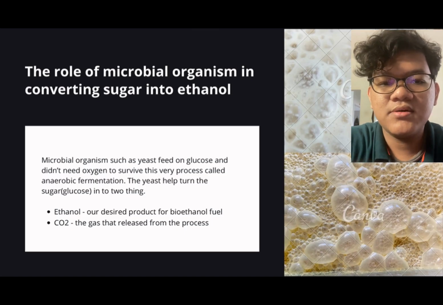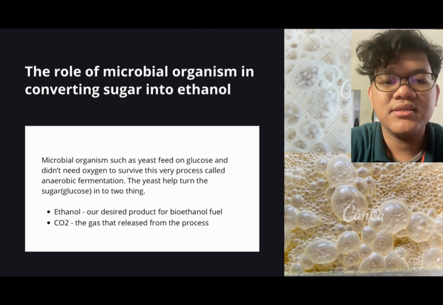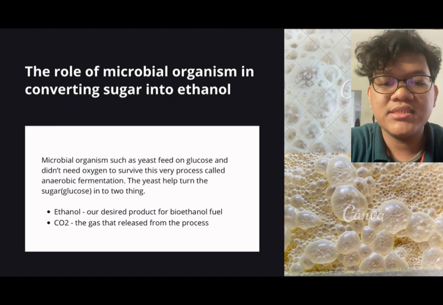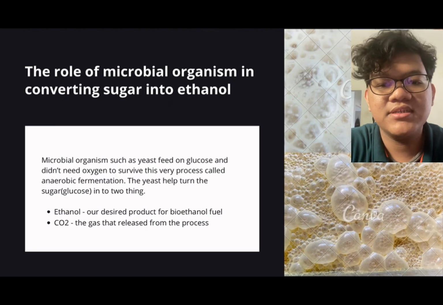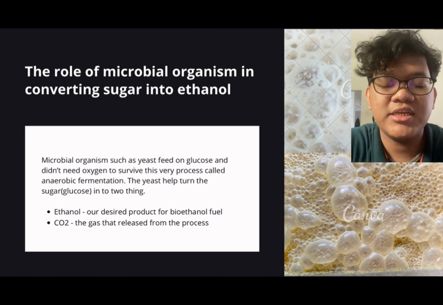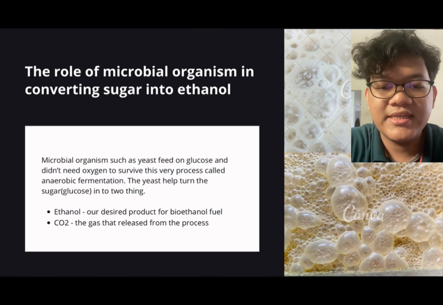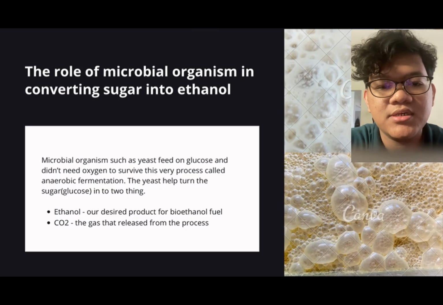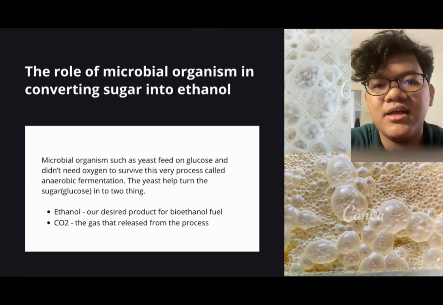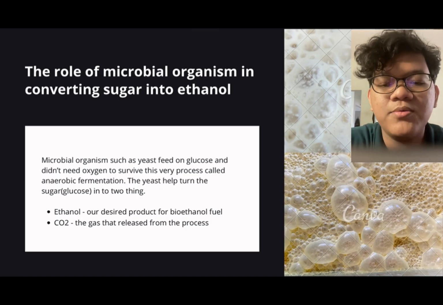Moving on to the role of microorganisms in converting sugar into ethanol. Microorganisms such as yeast feed on glucose and don't need oxygen to survive in this process, called anaerobic fermentation. The yeast help turn the sugar or glucose into two things: ethanol, our desired product for bioethanol fuel, and carbon dioxide, the gas that is released in the process.